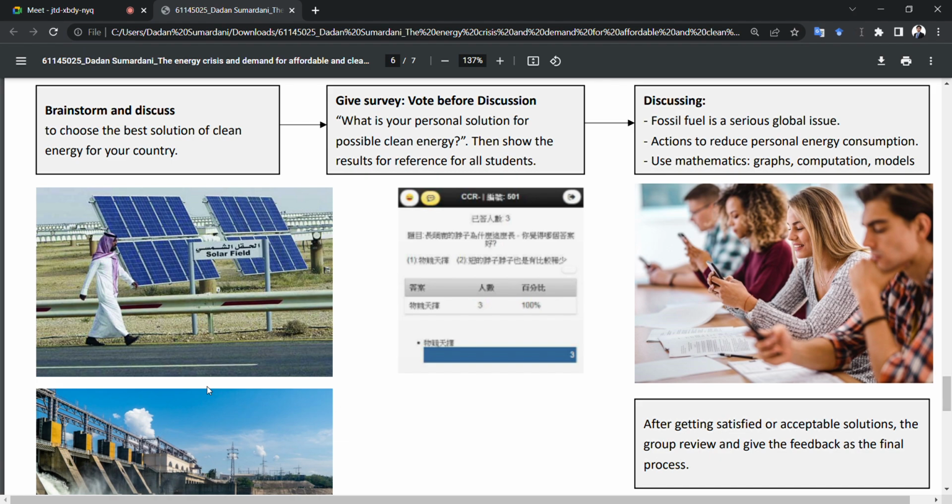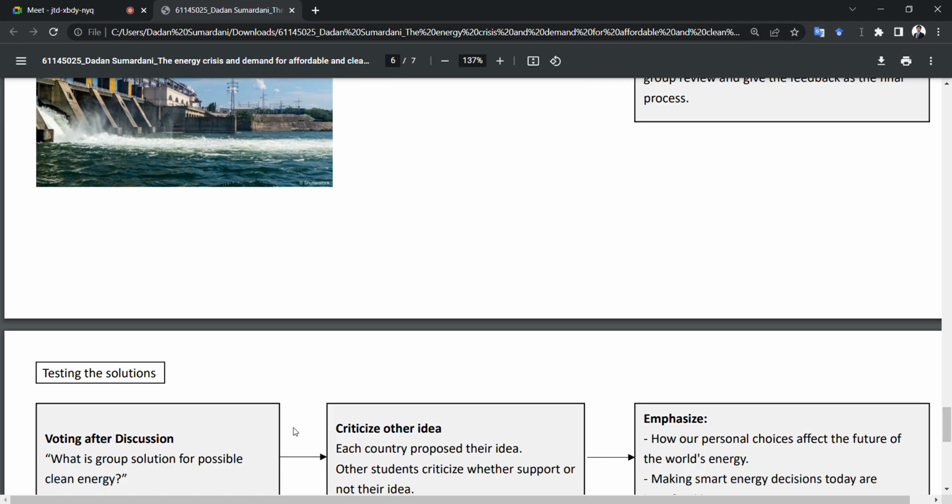Then after that, students need to discuss that fossil fuel is a serious global issue, and the action to reduce personal energy consumption, and then use mathematics, graphs, computation, and models to discuss the possibility of clean energy sources in that specific country. After getting a satisfied or acceptable solution, the group reviews and gives feedback as the final process.